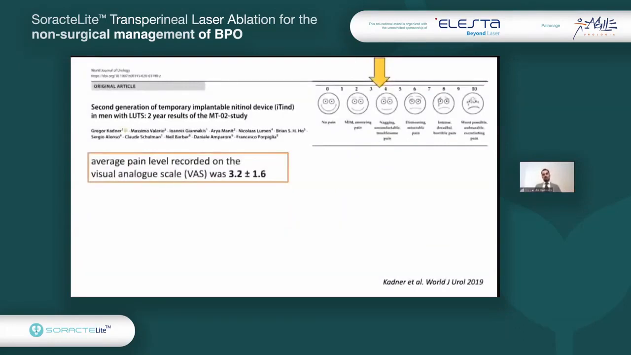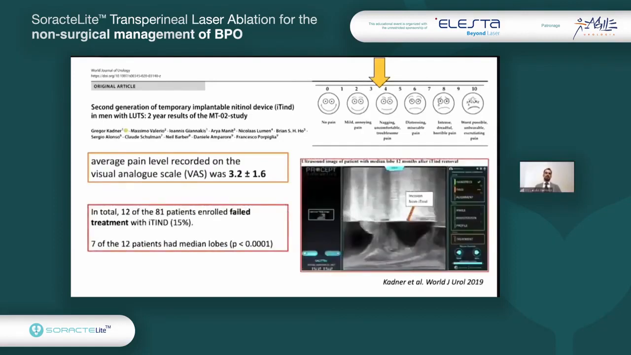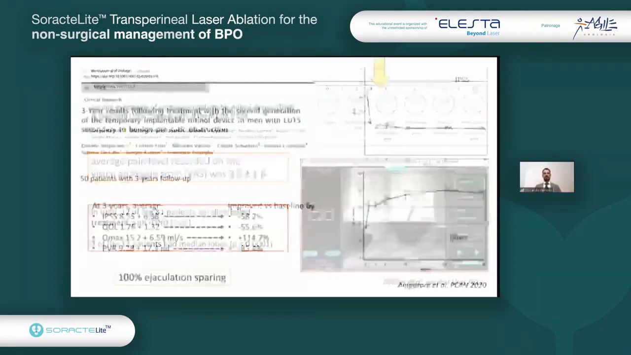This is a very interesting study where the authors investigated the pain level related to the device, which is pretty high in my feeling, in our experience. So the VAS score, the visual analog scale, is not 0. And many patients are reporting a discomfort that is perioperative and even post-operative. In total, this author reported 12 out of 81 patients who reported a failure in the treatment, and half of the patients who failed had a median lobe. So median lobe is not a good indication for this kind of device.